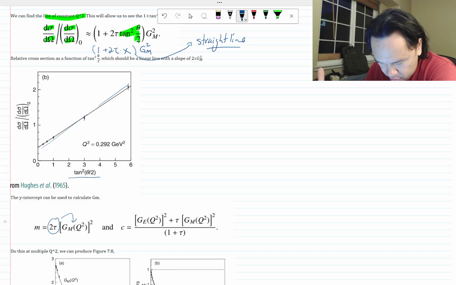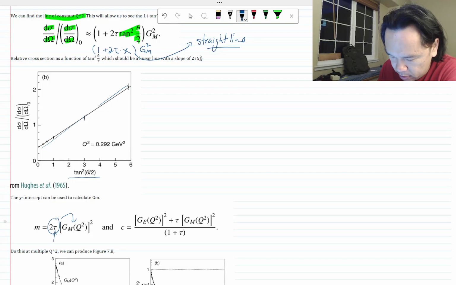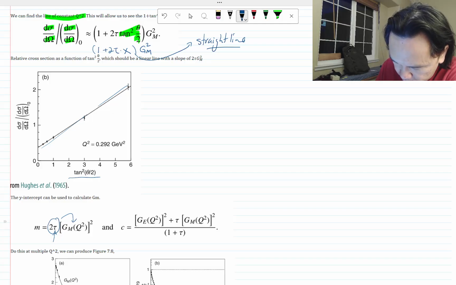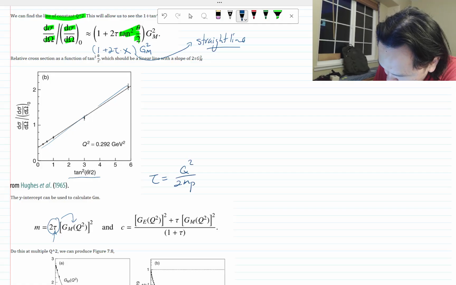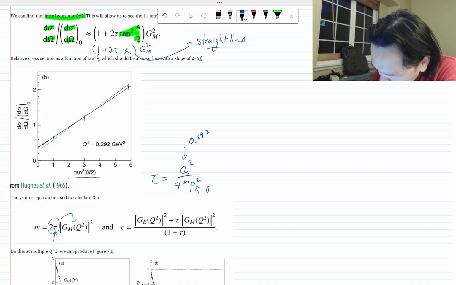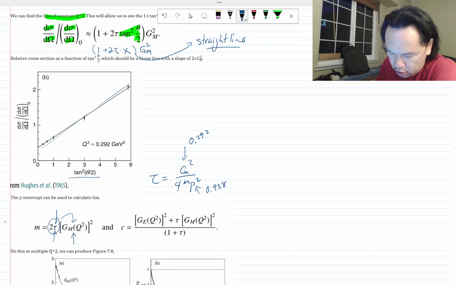Since you can calculate tau using Q squared over 2 times the proton mass, and this is for a particular Q squared over 2 times the mass of the proton. Oops, I keep saying 2, but it's 4 because we squared everything. Since this number is 0.292, and this number is 0.938, the mass of the proton in GeV, this number is completely determined. So if you know the slope of this, you know exactly what GM squared is.